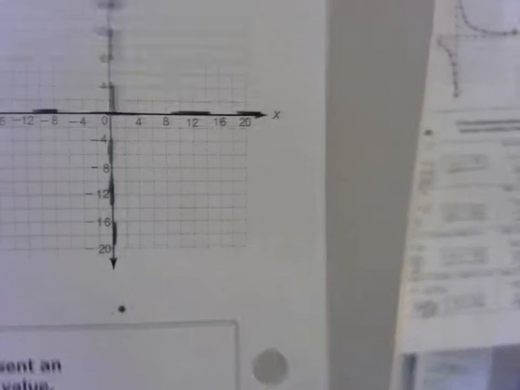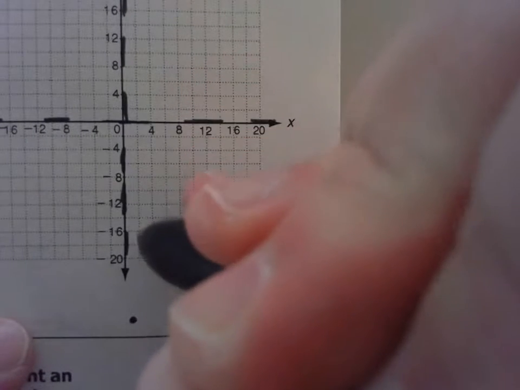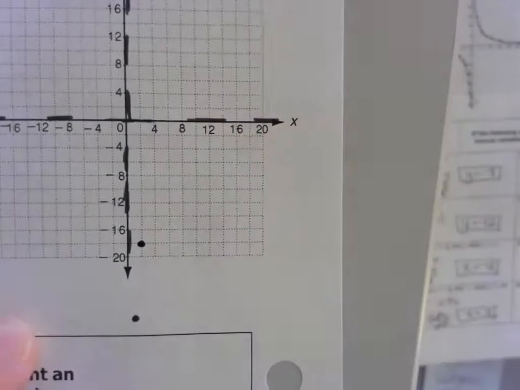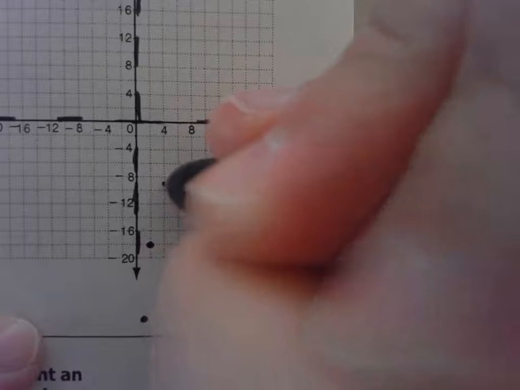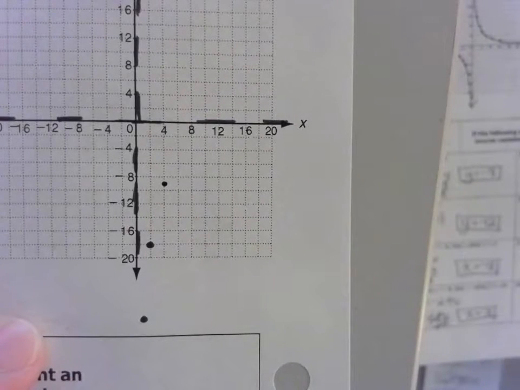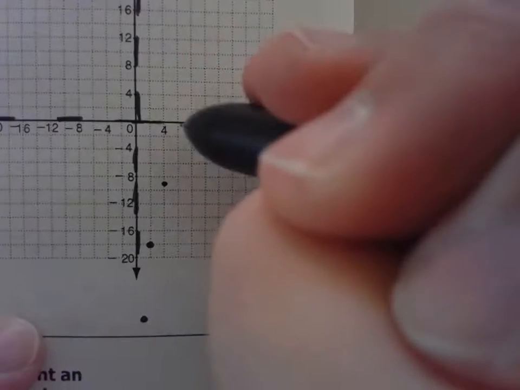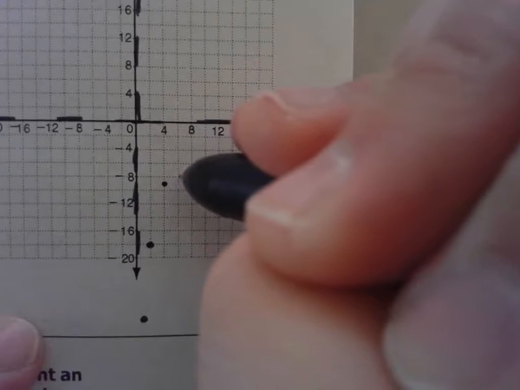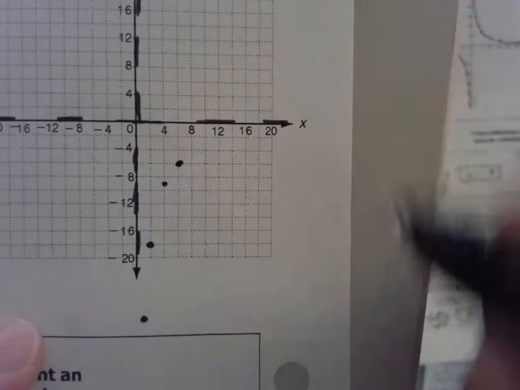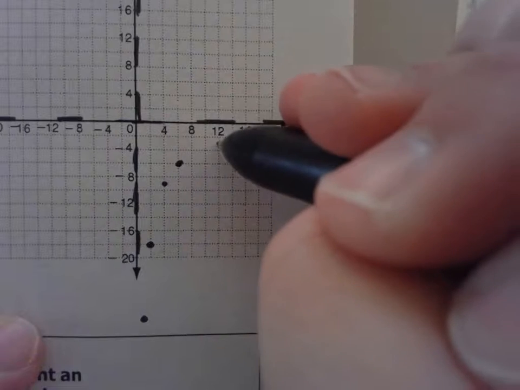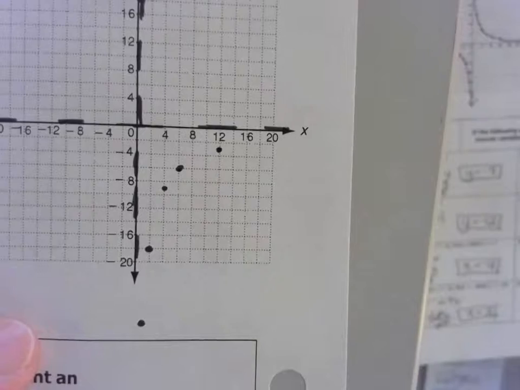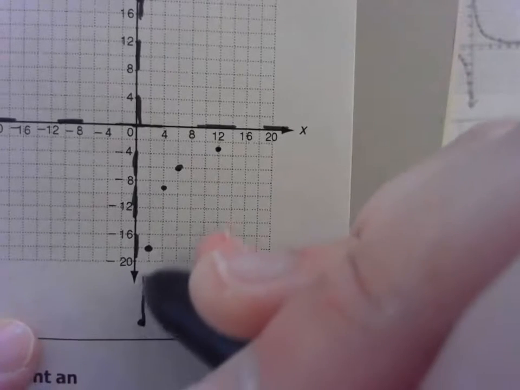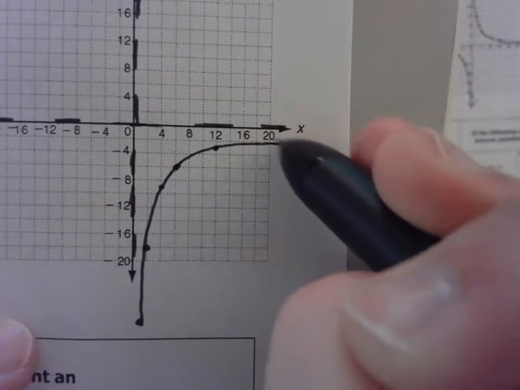2, let me zoom in a little bit. 2, 18, so right 2, down 18, which is between 16 and 20. 4, negative 9, which is a little bit after negative 8. 6, negative 6, which is right there. And 12, negative 3, so right there. So again, inverse has that curve. You should notice that you have a curve like this.